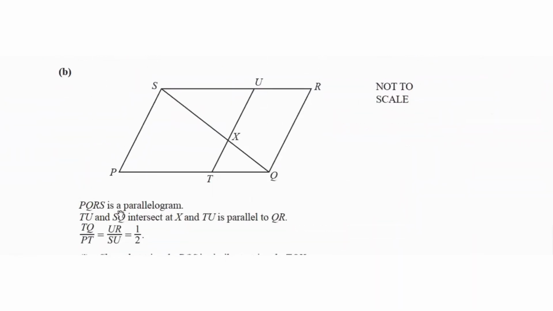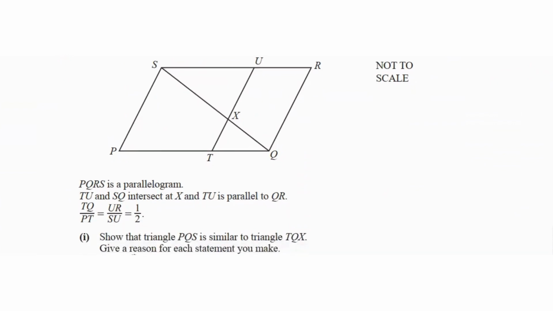Part B says PQRS is a parallelogram. TU and SQ intersect at X and TU is parallel to QR. TQ divided by PT equals UR over SU equals 1 over 2. Show that triangle PQS is similar to triangle TQX. Give reason for each statement you make. Let's highlight the triangles first.